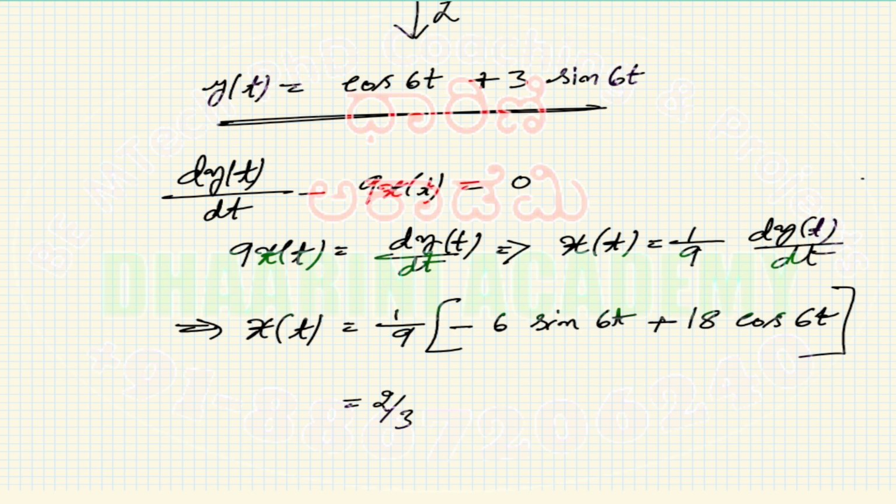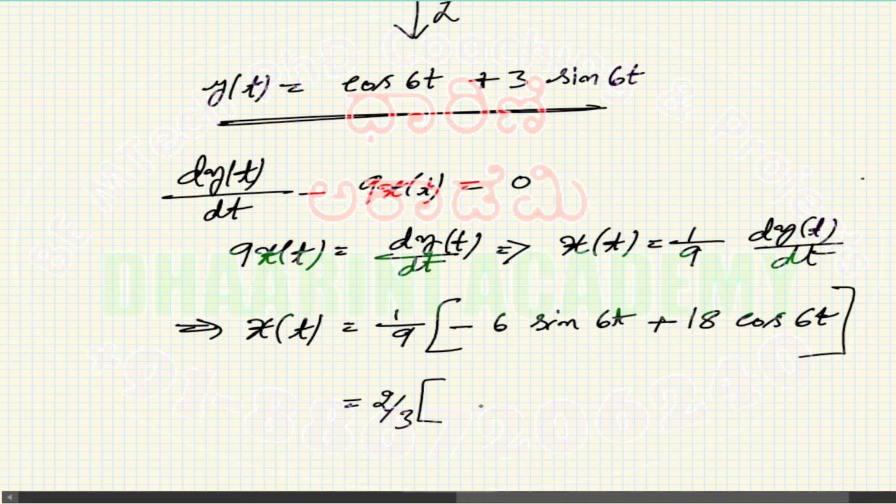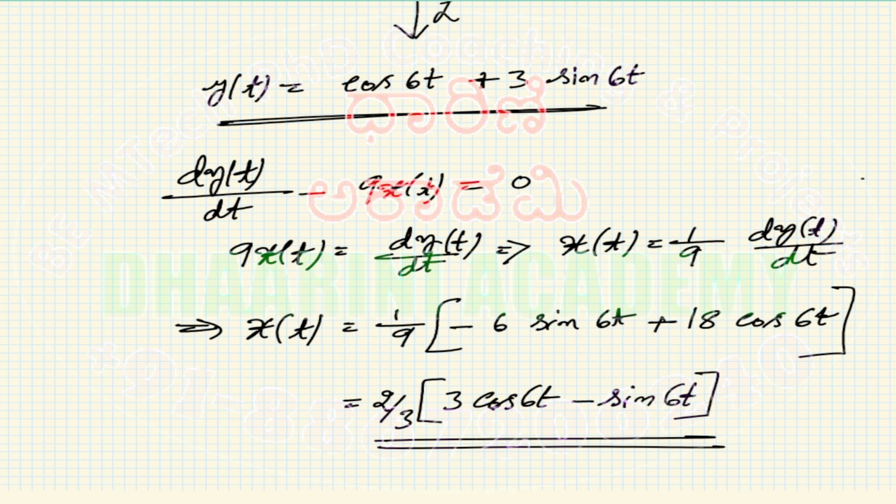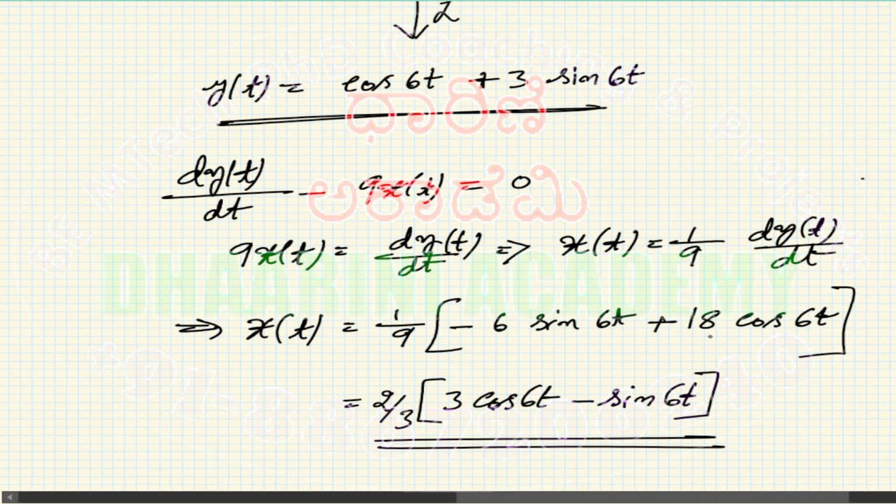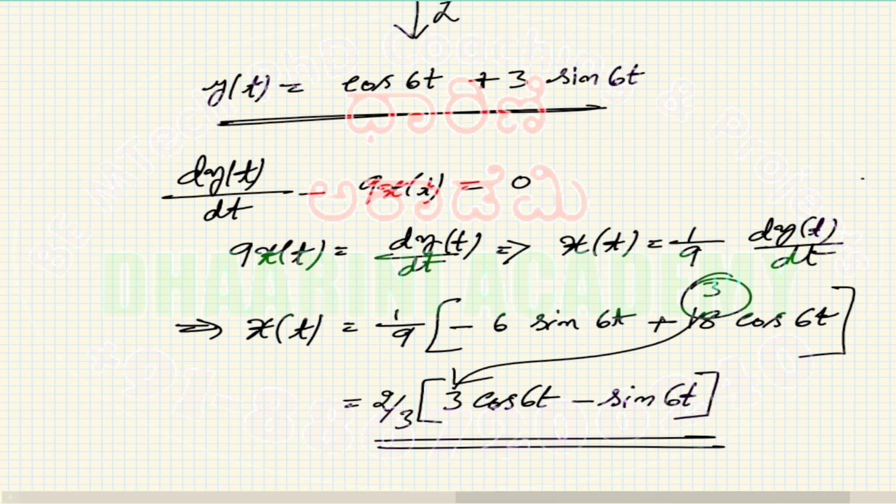Okay. So the final answer is, I'll write the positive term first. So no, minus you keep inside, but I write the positive term first. So this is 3 cos 6t minus sine 6t. So when 6 goes, 3 remains. That 3 I am writing here. Writing the positive term first.